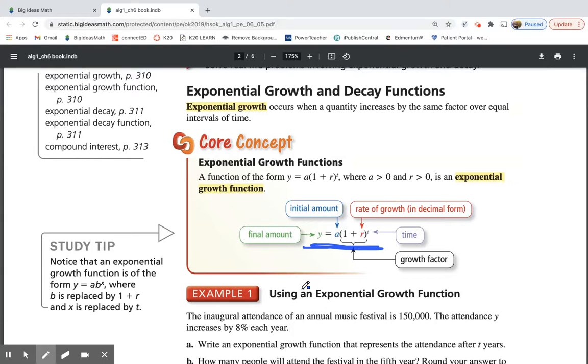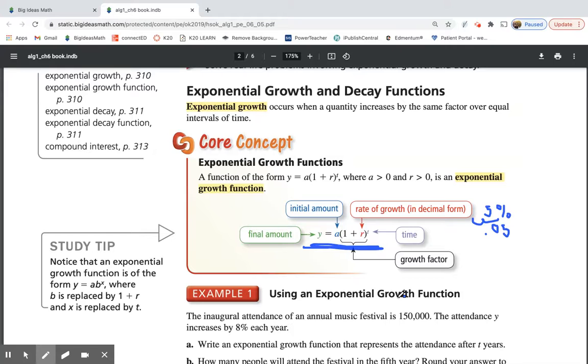So for exponential growth, we have y equals a times 1 plus r, and then that is raised to the t exponent. If you want to go ahead and draw little lines showing what each of these means, you can. y is your final amount, your answer. a is your initial amount, the amount that you start with. r is the rate of growth in decimal form. That sounds confusing, but all that means is you may get a percent, for example 5%, but it wants it in decimal form. So you would move it 2 times, and that would be 0.05. That's all that means. And then t is the time.